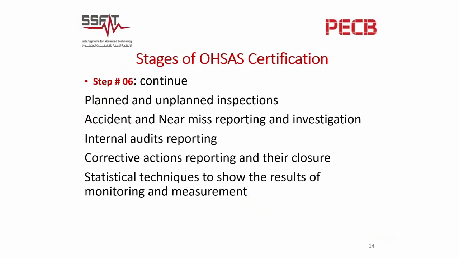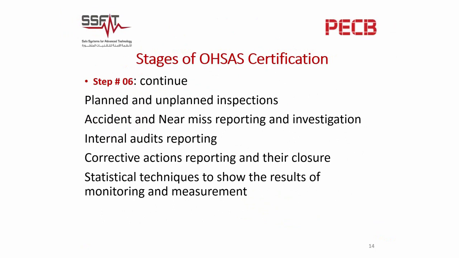You have to work out the accident and near miss reporting system. If you have any near miss or any accident within your organization, you have to investigate in depth by using different techniques. You have to perform internal audit and corrective and preventive actions. So after that, you can have some statistical data about the performance of the organization. So step 7 is about the performance measurement.